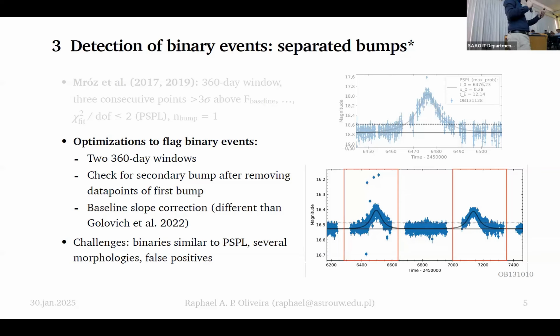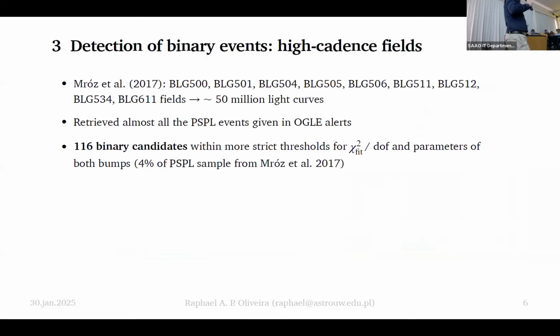It cannot have more than 2 because it would be another kind of variability. And we also apply a correction in the slope of the baseline. So this work from Galactic applies a complex method for this, but we saw that a single correction in the slope is enough. So we have some challenges like binaries similar to PSPL that may be skipped. We have several morphologies and false positives with the zero optimizations.